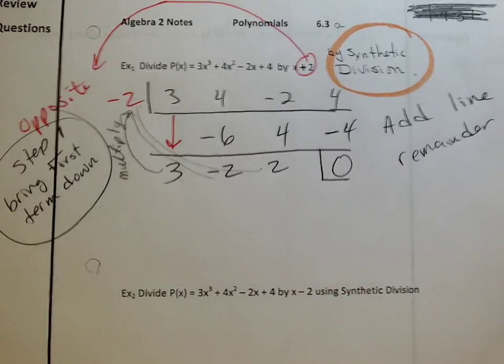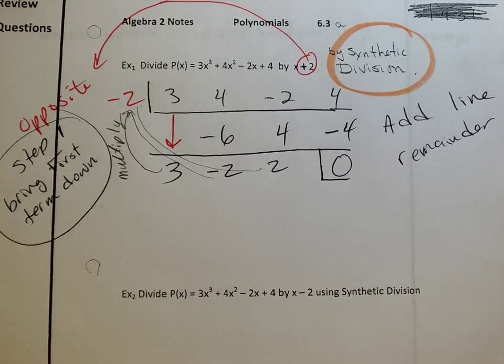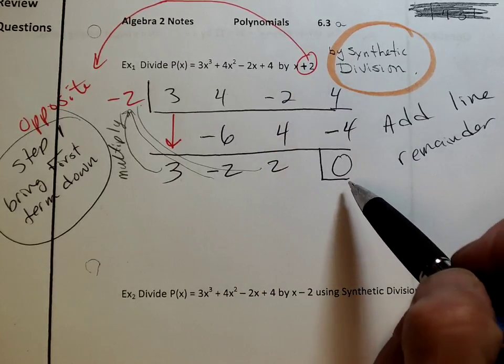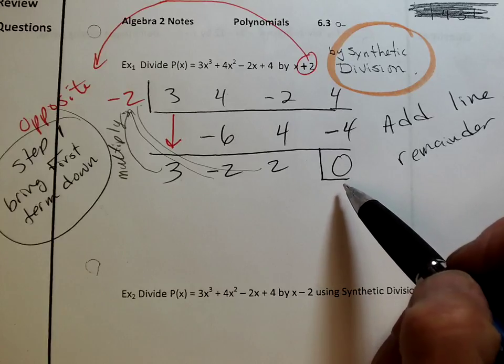So I know the remainder is 0, which tells me that this goes in evenly. So x plus 2 is a factor. If I got anything but 0, it would not be a factor, okay? So it is a factor.